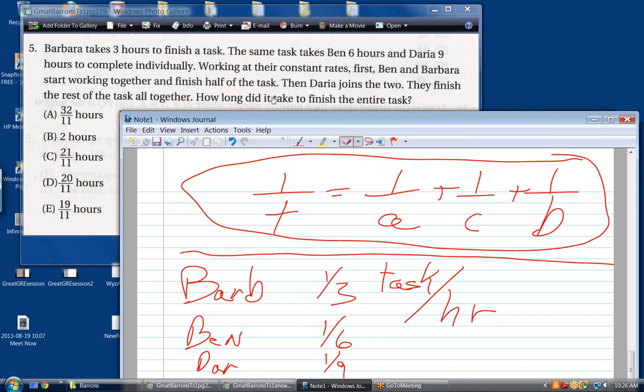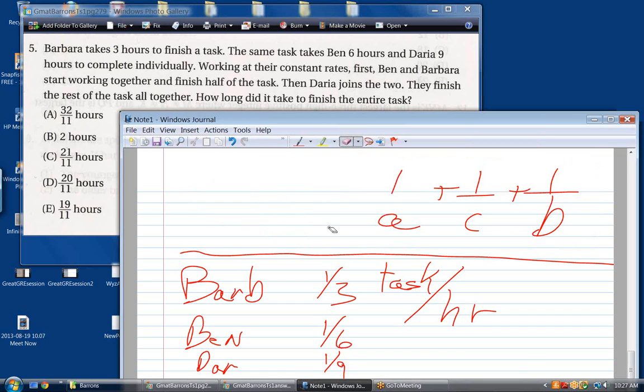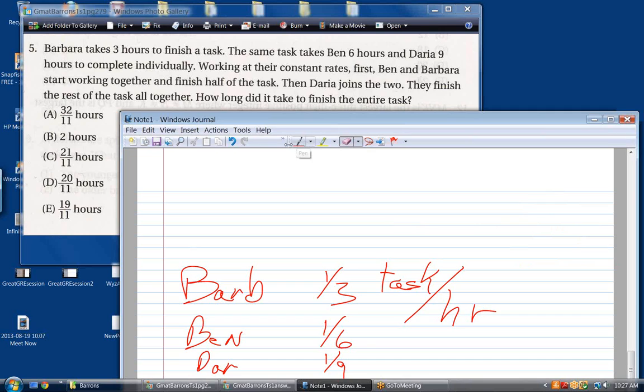So let's read the rest of it here. I didn't read the whole thing. So Ben and Barbara start working together and finish half the task. Then Daria joins the two. They finish the rest of the task all together. How long did it take them to finish the entire task? Okay, let me erase that to give myself a little writing room here. So first of all, Ben and Barbara working together finish half the task. How long does that take?